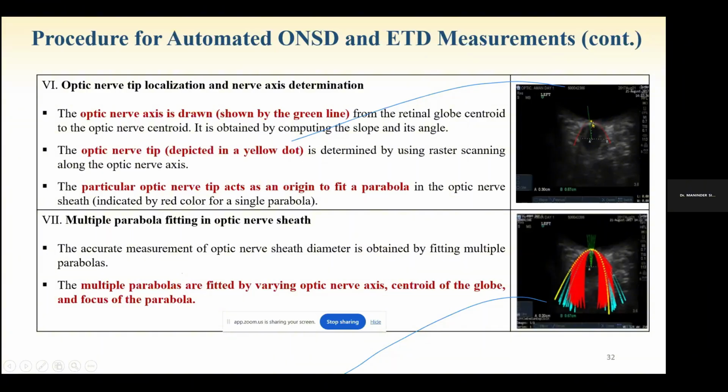This is helpful when we draw the parabola through the two boundaries, and these are the two points. So if I need to measure now, where do I measure? From this optic nerve tip to this yellow part, we will come down perpendicularly 3 mm, and then to that particular point we will select this yellow one and measure the ONSD value.